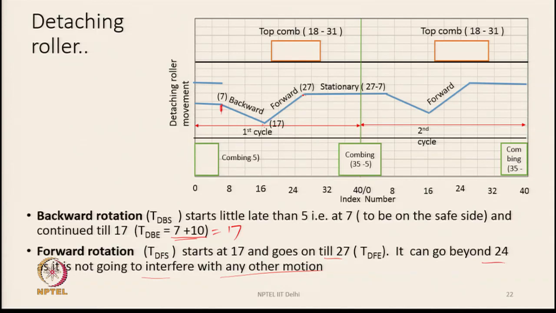So, that is how the rest of the timing, if you see, for 27 to 7 of the next cycle, 27 to 40 and from 40 to 7 of the next cycle, the detaching rollers are almost stationary, not really moving much, it remains practically stationary, and again the next cycle begins and similar movement takes place. So, detaching roller keeps on rotating forward and backward, and the timings can be set in this way.